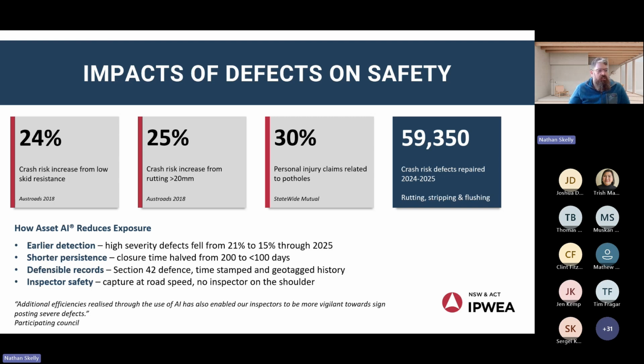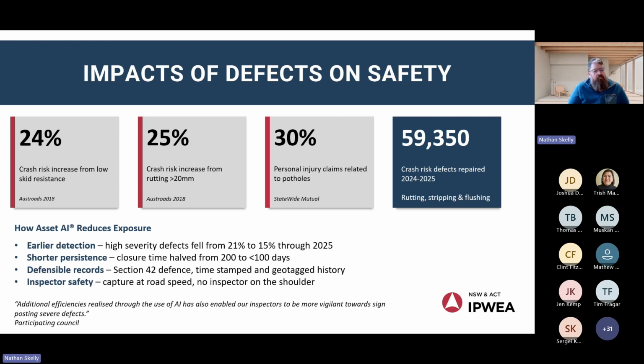You can see a 24% increase in crash risk from low skid resistance. So within Asset AI, that could be flushing, stripping, or ravelling causing low skid resistance. Now, Austroads is very clear that this occurs on bends. Obviously, low friction doesn't matter too much on a straight unless it's a braking incident. Rutting depth, if it's over 20 mil, increases crash risk by 25%. So these are defect types that are known to increase crash risk.